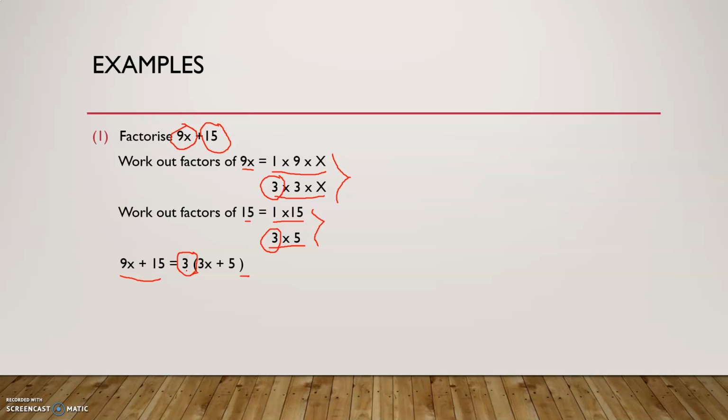If we take 3 out, we have to divide the whole term by 3. So 3 goes 3 times and then we go x, so that will be 3x inside the bracket, plus, then 3 goes 5 times into 15, so this is where the 5 comes from. So factorizing 9x plus 15 would be 3 times 3x plus 5. So this is our answer.